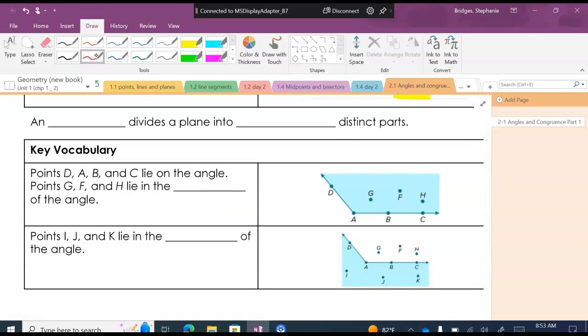The next blank that's right under that box, it says an angle divides a plane into 2 distinct parts. And we're going to talk about those. Okay, 2 distinct parts.